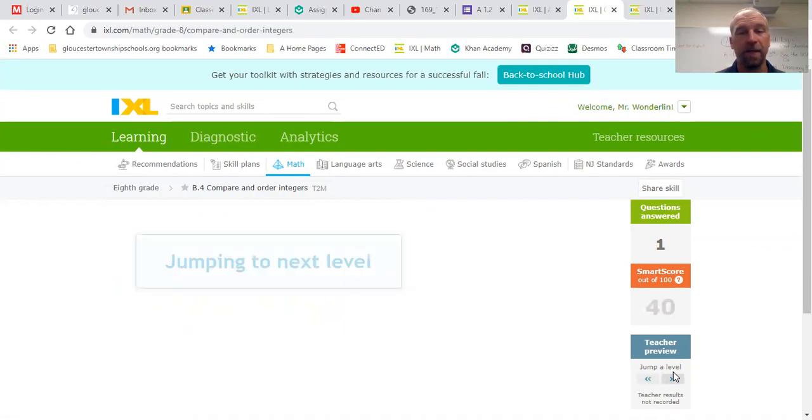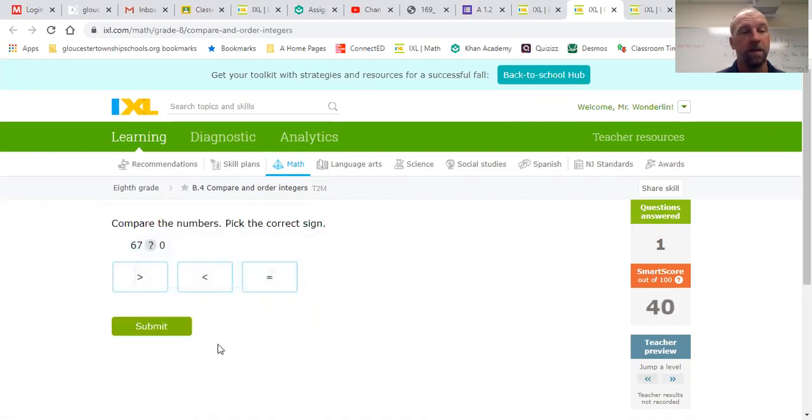All right, let me jump ahead. Here we go, 67 and 0. Is 67 bigger than 0 or smaller than 0? 67 is greater than 0. Open to the bigger number, point to the smaller number, submit. Here we go, negative 2 and 6. One more. Negatives are always smaller than positives, so the negative 2 is on the left side and the 6 is on the greater side.